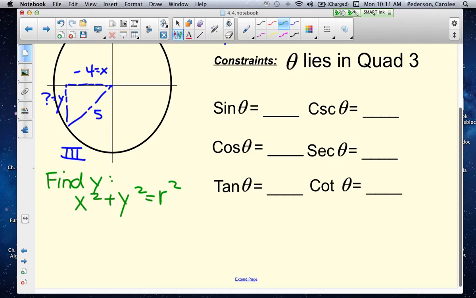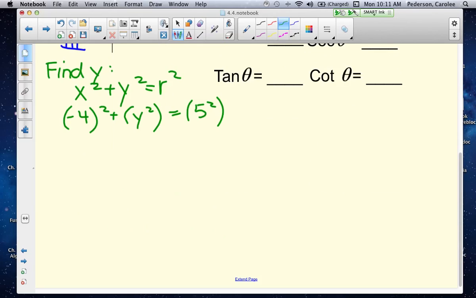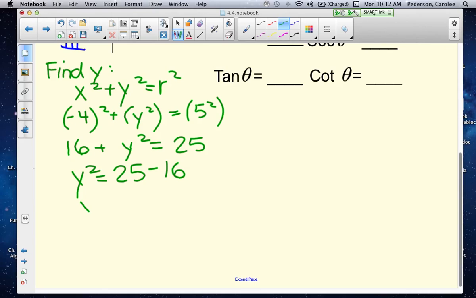X is -4. Y is our unknown. Our radius is 5. You might recognize this popular right triangle also as a 3, 4, 5 right triangle from geometry. So we solve for y: subtract 16, then square root, it is 3.